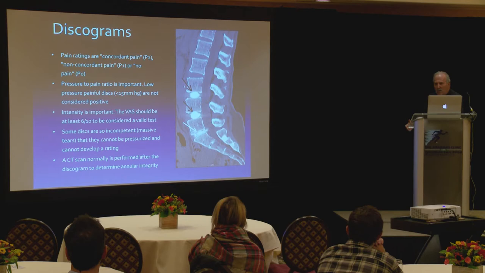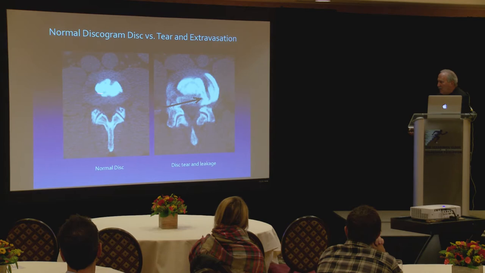We don't use this test a lot, but if we have a question of whether the pain generator is the back or not, it's a very helpful test to use. And this is what a normal disc looks like, where you can see the dye right in the center where the nucleus would be. And this is a big tear on the outside coming all the way around the disc.